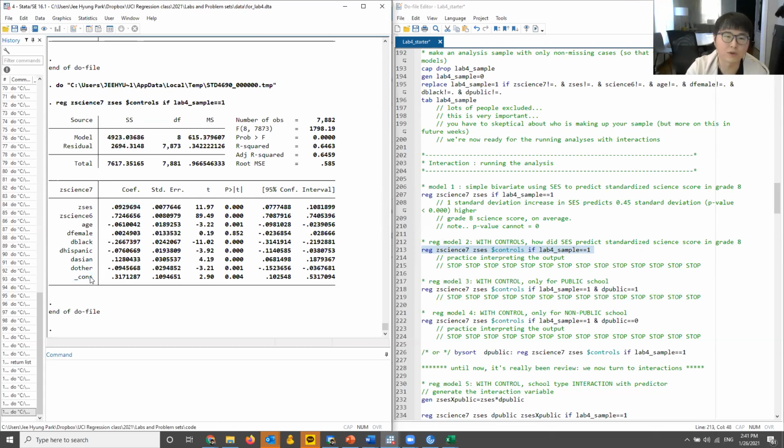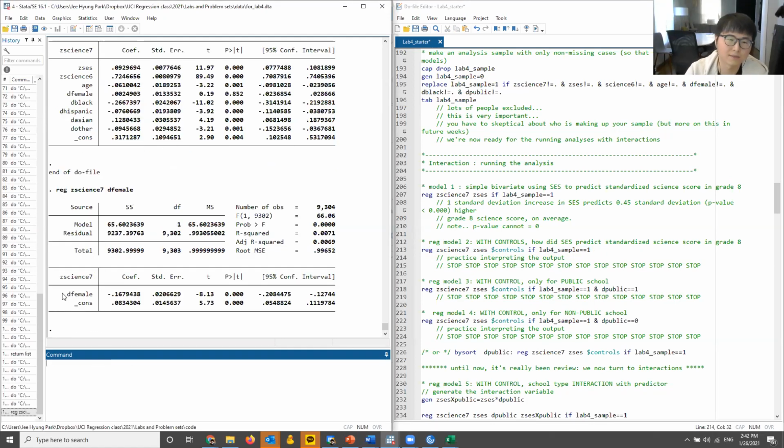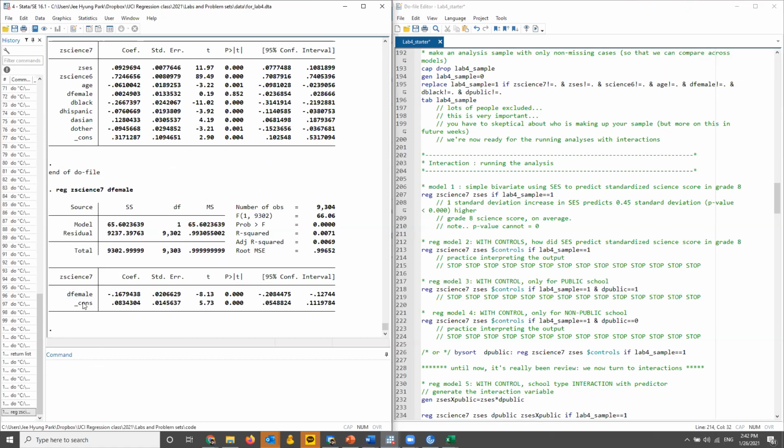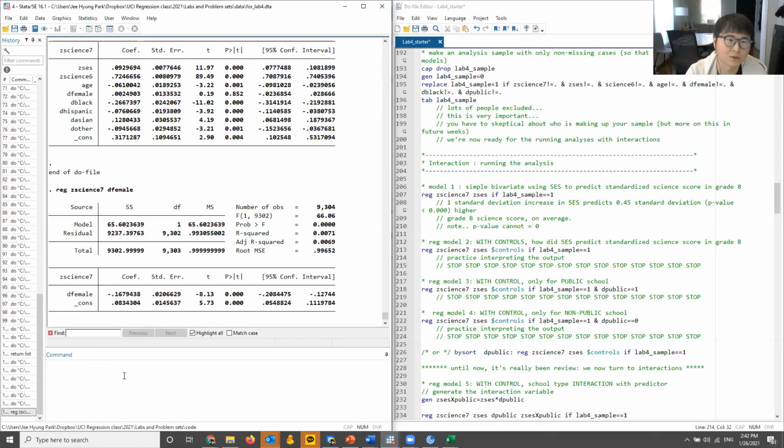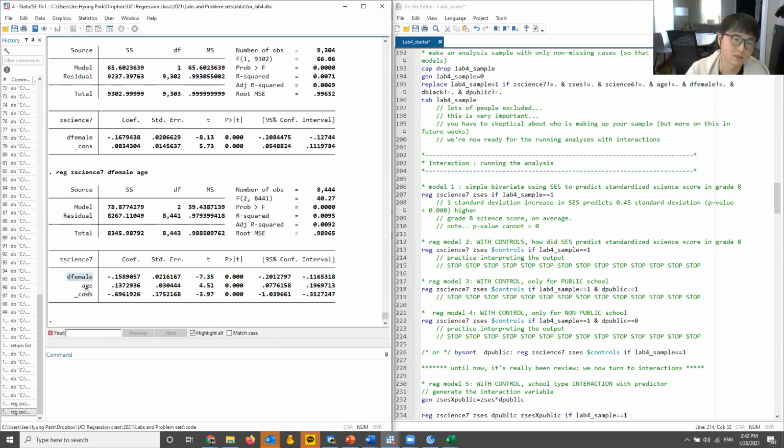When you only have dummy variables, say regress z science 7 on d female, with no controls, the constant is male. But if you start adding in controls like age, your reference group is now someone who has a 0 on d female, which is male, and someone who has a 0 on age, which is someone that is 0 years old.